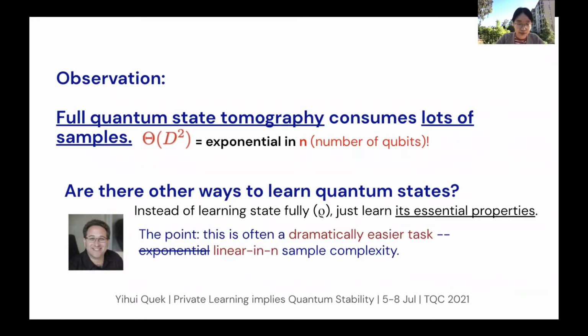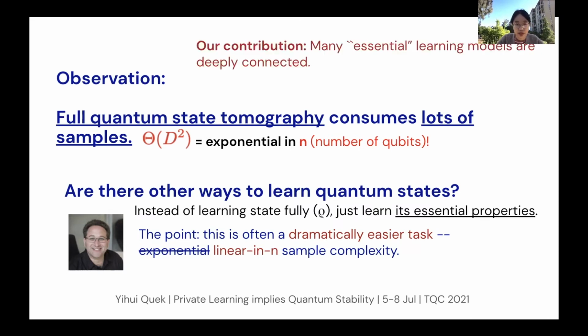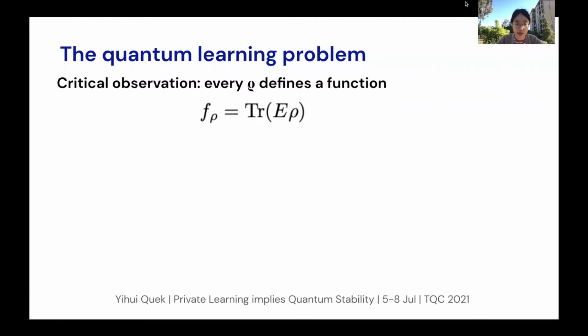And the kinds of savings in sample complexity that we expect for these tasks are going from exponential to linear in n, where n is, again, the number of qubits. So our contribution in this paper is that many of these essential or reduced learning models are deeply connected in an information theoretic sense. So before we go into details of the specific models we'll consider, let's just talk a little bit about their general framework.